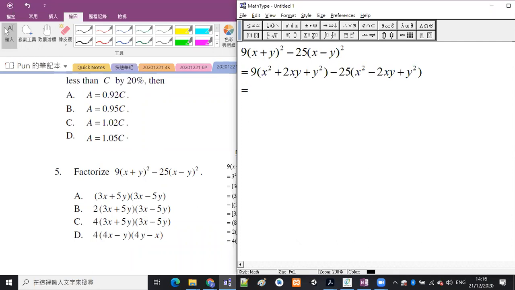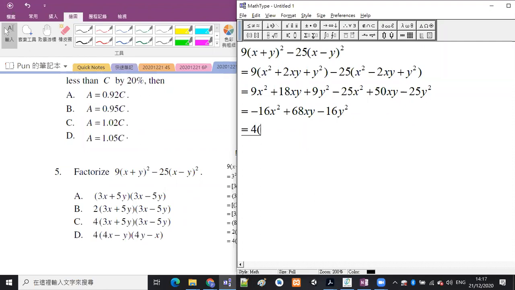And further expand this bracket, 9x squared plus 18xy plus 9y squared minus 25x squared plus 50xy minus 25y squared. Okay, and then calculate the like terms. So we have negative 16x squared plus 68xy minus 16y squared. Okay, and then we have a common factor here to take out, right? So it should be 4. So take out the 4. So we have negative 4x squared plus 17xy minus 4y squared.